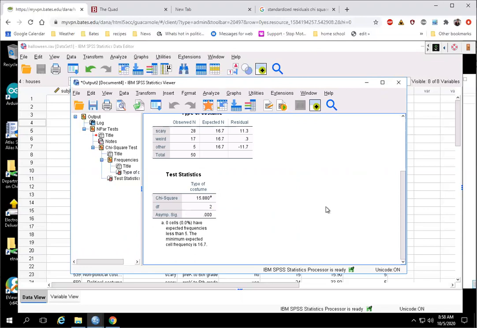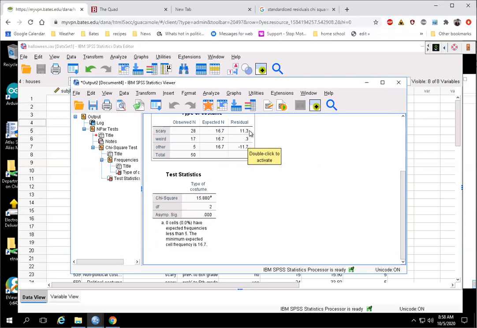So we can say at a population level that people's costumes are not equally distributed among these three categories. We should be doing post hoc tests here. We should be doing standardized residuals, which unfortunately for a one-way chi-square, SPSS doesn't do for us. It does help us along. It gives us a residual value, but not a standardized residual.